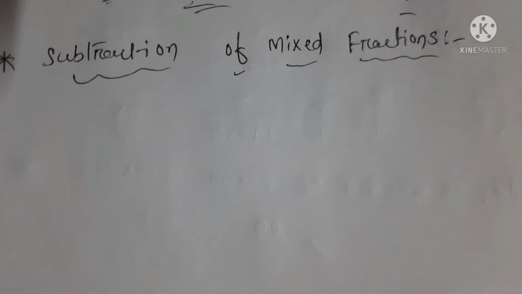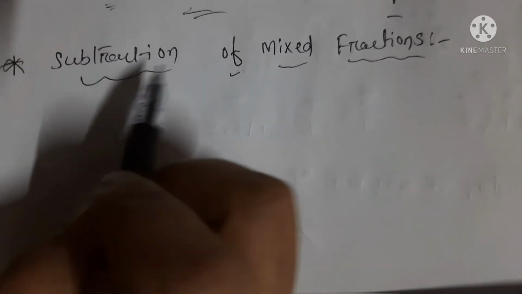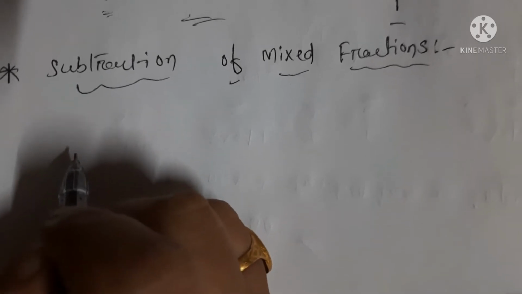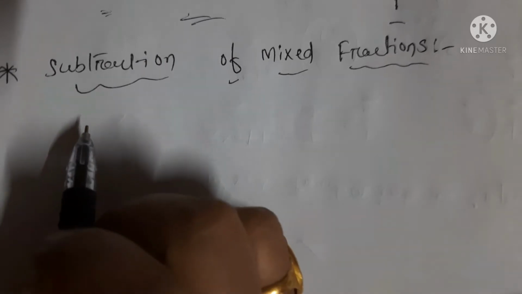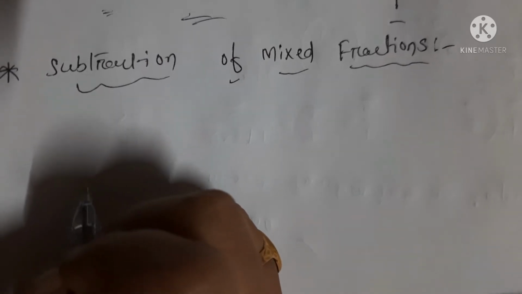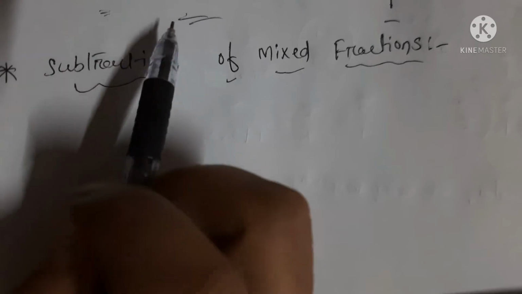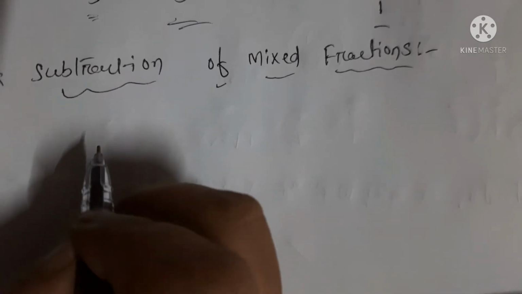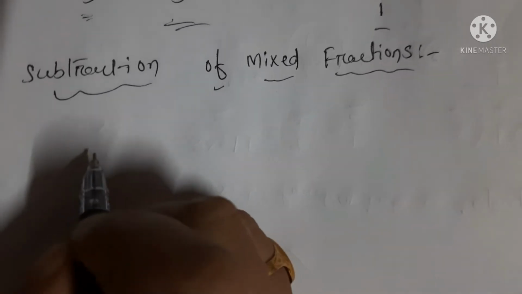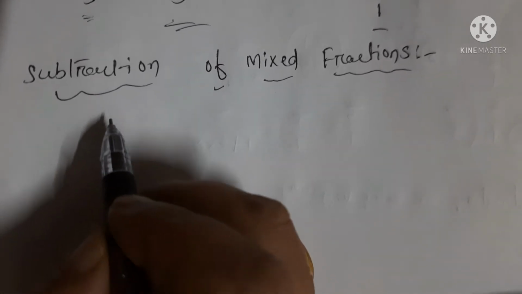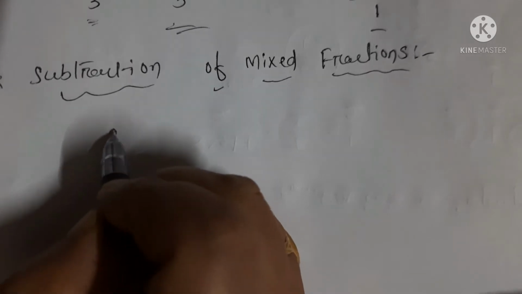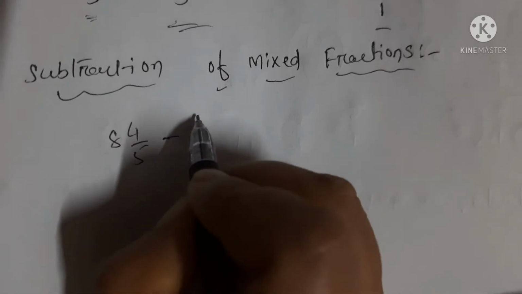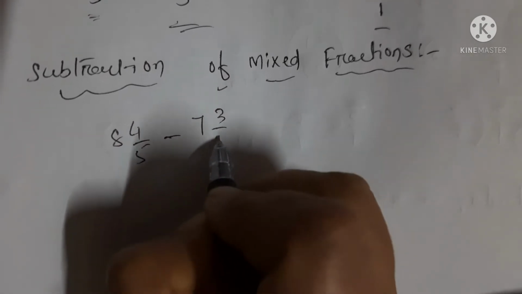Okay, now we'll move to the next one, subtraction of mixed fractions. Now in two ways you can do this subtraction of mixed fractions. How? We can directly subtract the mixed fractions. Otherwise, by converting them into improper fractions, you can also do the subtraction. In the addition process you can also do it that way, and in subtraction also you can apply this way. Okay, say for example 8 4 by 5 minus 7 3 by 5.